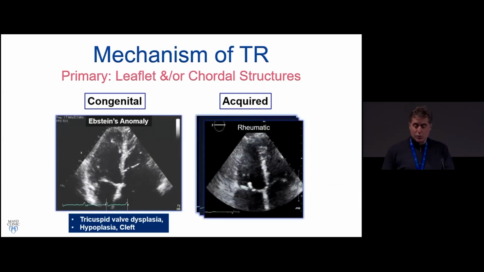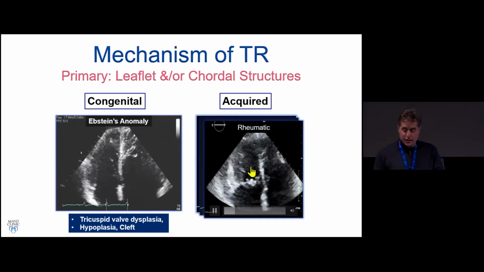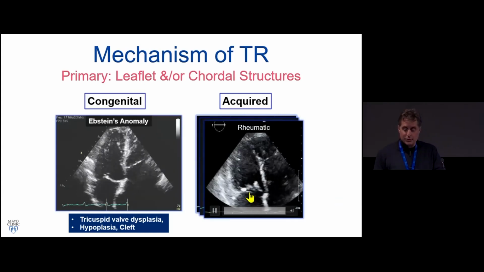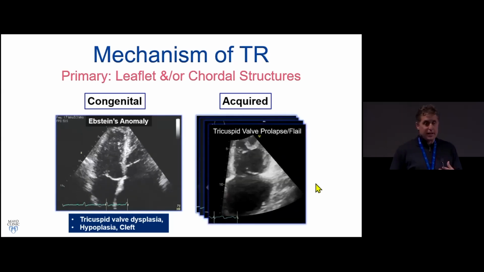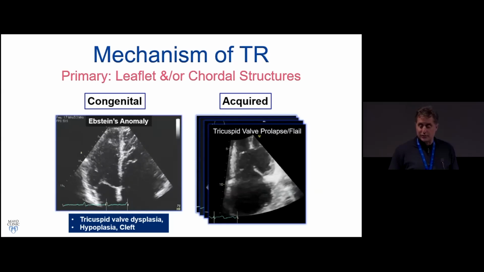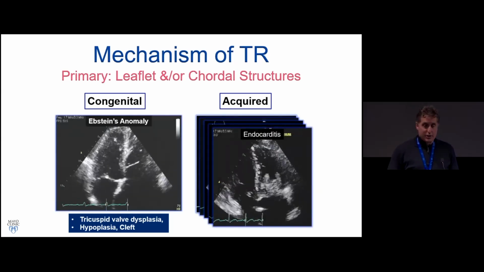We can have rheumatic involvement of the tricuspid valve. We can clearly see the mitral involvement, but rheumatic involvement here of the tricuspid valve. We can have a flail or prolapsing tricuspid valve leaflet, or here we see endocarditis.